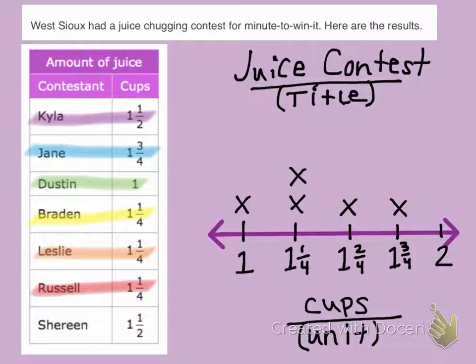Braden, Leslie, and Russell all drank 1 1/4 cups, so their X's get stacked on top of each other. Now you can really see why it's important that we have nice, neat, straight rows, because we're starting to notice that 1 1/4 has more than the other columns. Lastly, I add Shireen's data to the line plot, and now my line plot is complete.